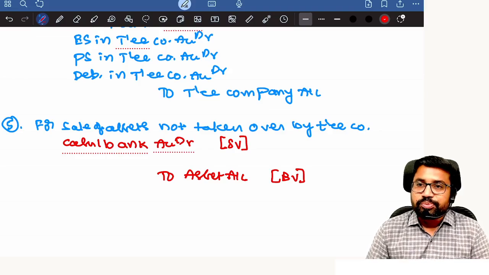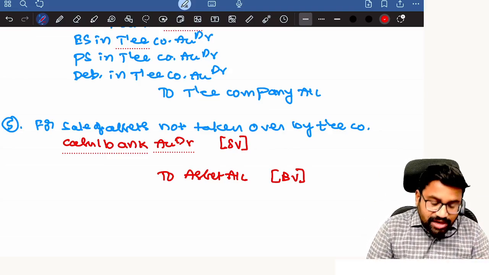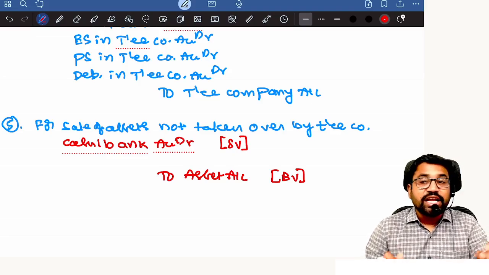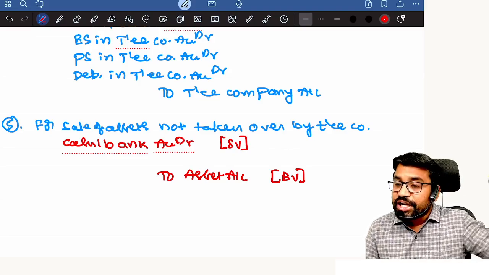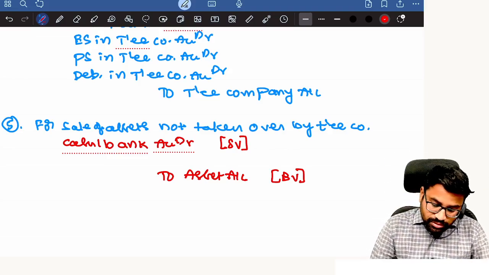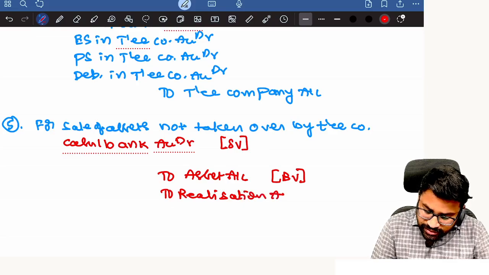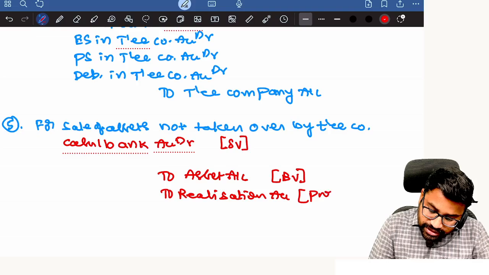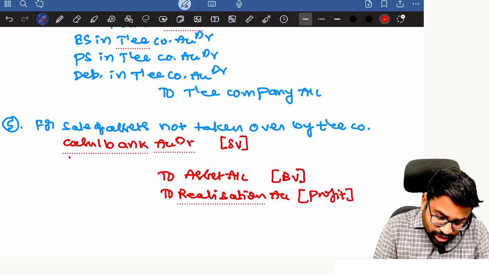For example, 100 rupees is the asset value. We sold at 110. So cash or bank account debit 110 to asset 100. What is the difference? 10. That 10 will go to the realization account. Generally, we will credit it to P&L. But in this case, the company is liquidating. Therefore, we need to transfer it to the realization account. So credit realization account for profit on sale, if there is a profit. If there is a loss, debit realization account.